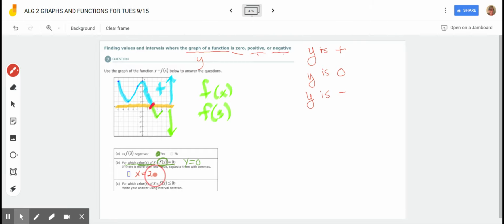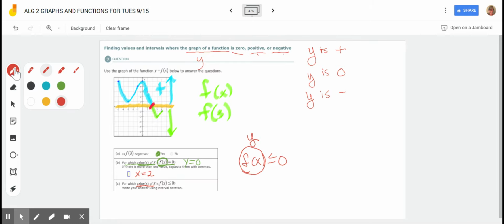X equals 2. For which values of x? Again, looking for x. Is f of x greater than 0? Greater than or equal to 0? When I say function, say y. So they want to know where it is greater than 0. It's going to happen here in the blue section, right? Interval notation means you walk from left to right and name your endpoints.